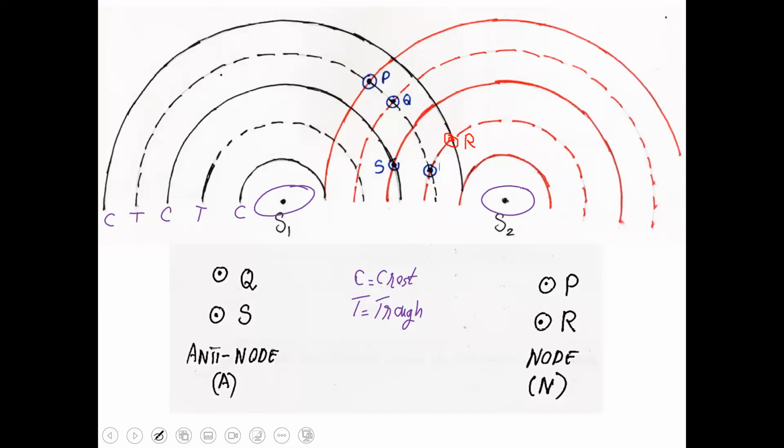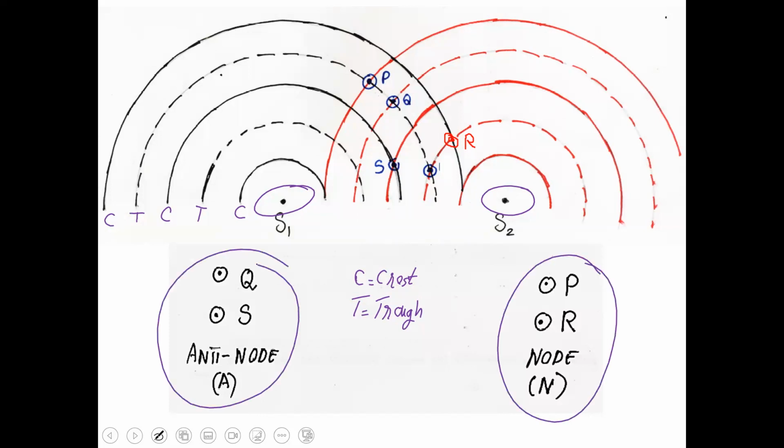How do we identify constructive or destructive interference? The logic is simple. Remember that when a crest meets a crest or a trough meets a trough, it will be constructive. When a crest and a trough, dotted line and continuous line, meet, it will be destructive interference. Now look at this position. P and R are nodes. Can you tell me, looking at the diagram, are P and R constructive or destructive?